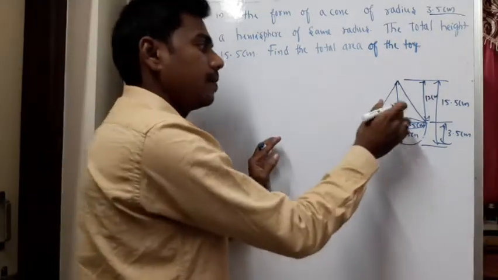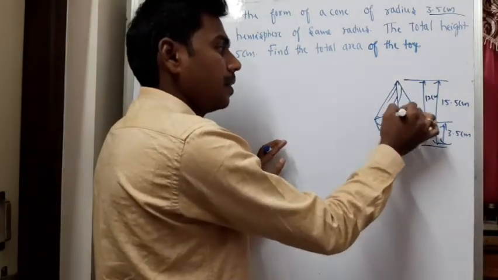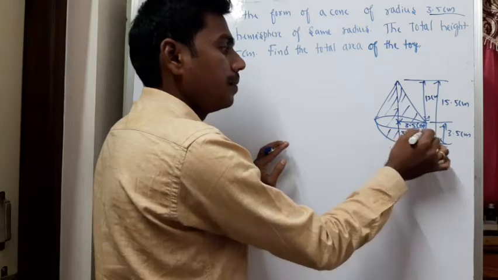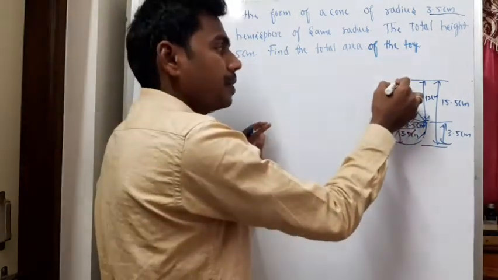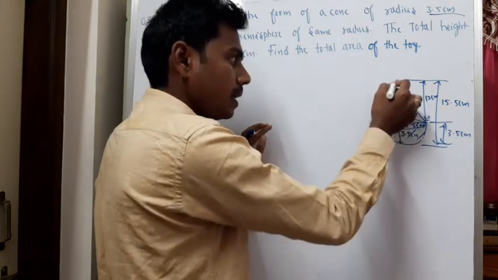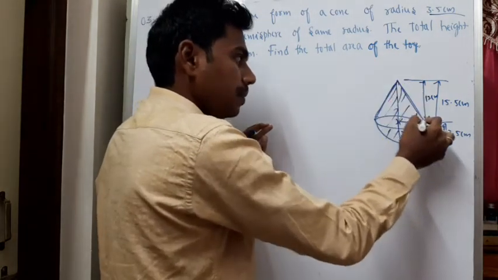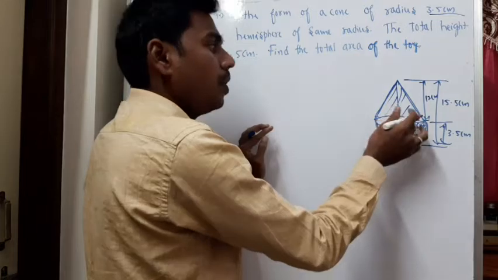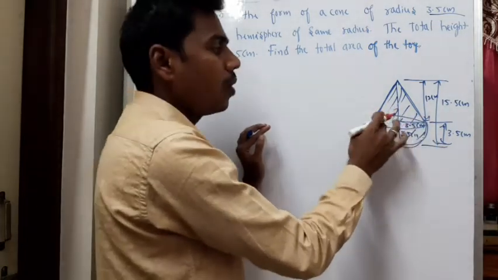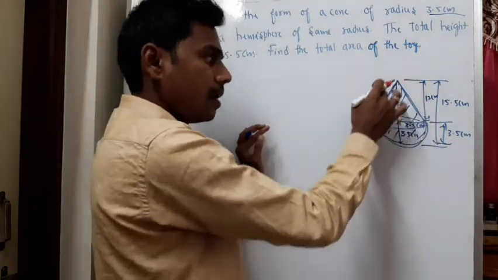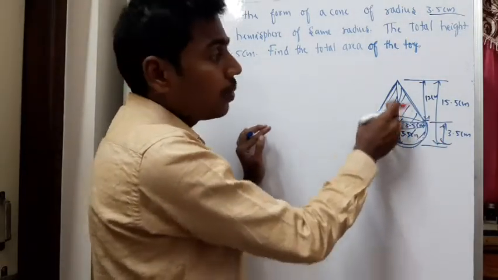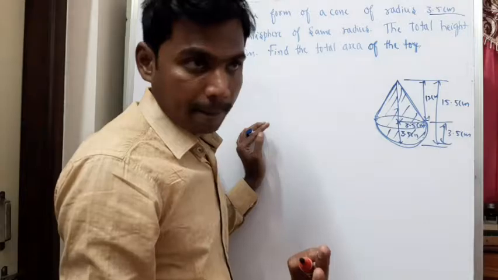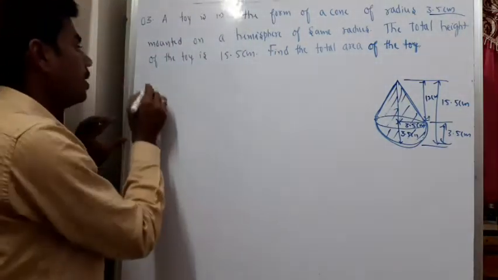Because see, this is completely covered. So there won't be any difference between this and this. So the complete area I want, this is the area I want. So we need not calculate it separately. I don't want this area. Curved surface area of the cone and curved surface area of the hemisphere will give me the total surface area of the toy. Fine.